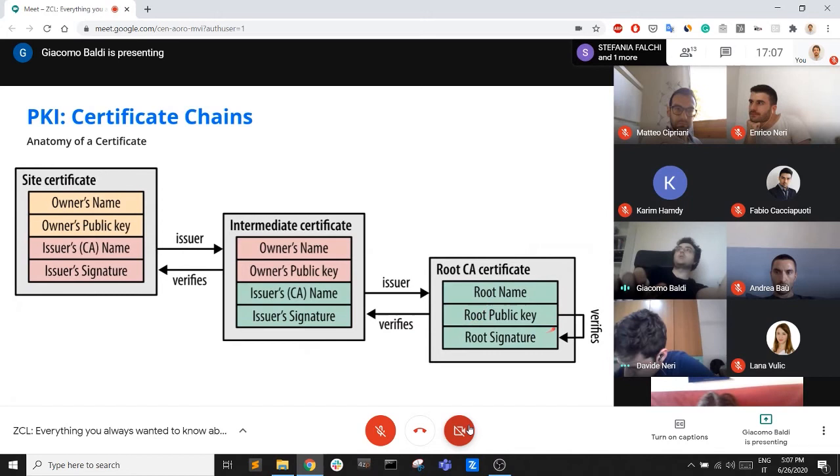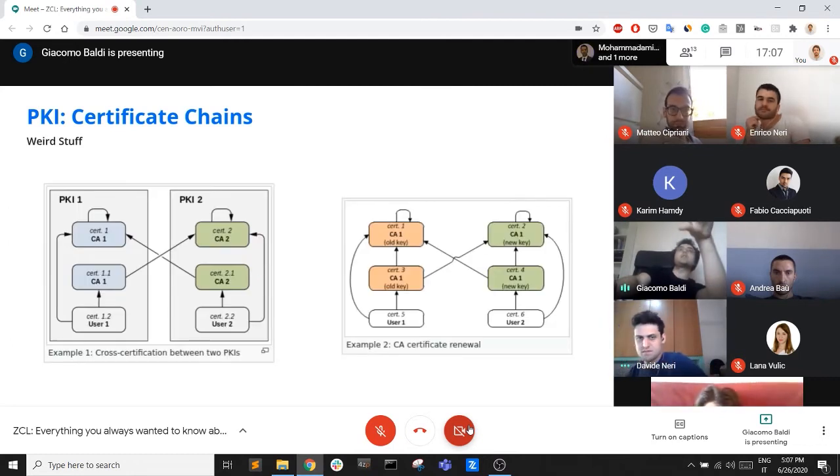You have a root CA, which is self-signed, and then a subject-issuer relation, until you get to a certificate that has not the power to generate other certificates. Sorry, let's see some weird stuff. It is true that the root is always a self-signed certificate, but you can have certification authorities that are cross-signed, meaning that two different certification authorities sign the same thing. Or you can have strange graphs like this.